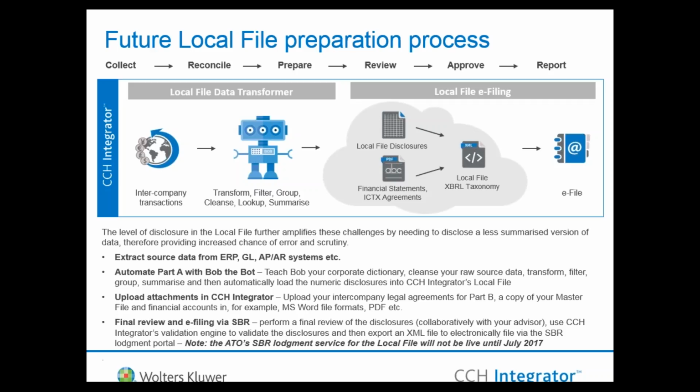So Bob will feed that numeric data into the CCH Integrator Australian local file disclosures, Part A specifically. You will then go into CCH Integrator and upload the attachments for Part B of the local file, as well as a copy of your master file and your financial accounts as well. From there, you'll be able to validate all of the work that you've done in the system using the ATO's SBR, or Standard Business Reporting Validation Rules, which they've released to us as a software developer, before you then produce the XML file to lodge to the ATO via SBR. Sounds fairly simple. All right.